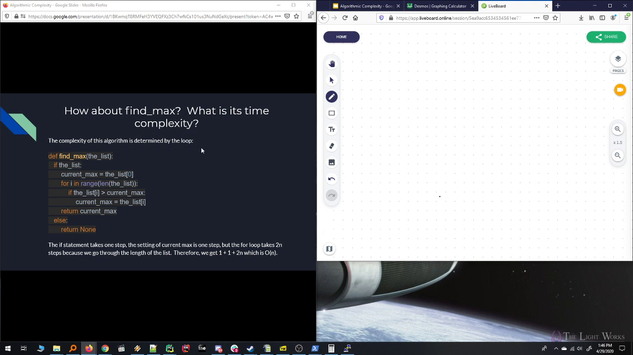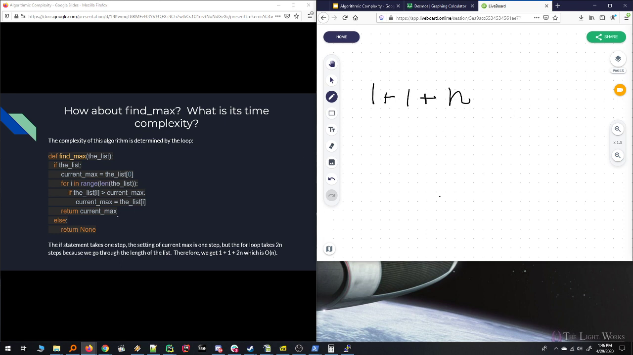Okay, so you can see the function and you can see the steps. What I'm going to say is it has to evaluate this if statement, so it's going to take one step there. Let's pretend it's going to go into the if statement, so it's going to set the current max. That's another step. And then it's going to go through this for loop. So it's going to go through the for loop n times.